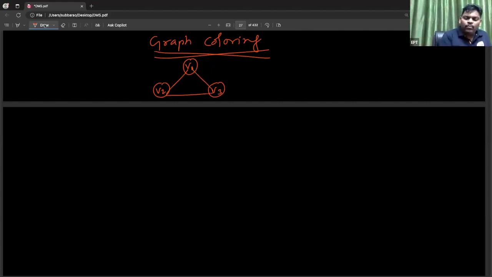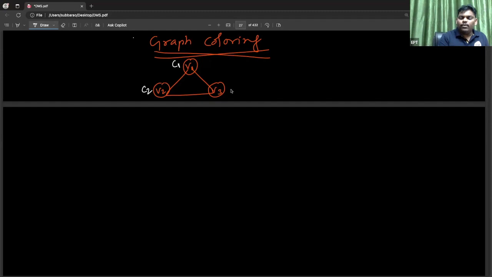Can you help? V1, V2. Are they adjacent to each other? Remember, what graph coloring says is, if two vertices are adjacent, they cannot contain the same color. Let us assume that V1's color is C1, some color, maybe blue. If V1 and V2 are adjacent, V1's color is C1, V2 cannot be C1, it will be C2.